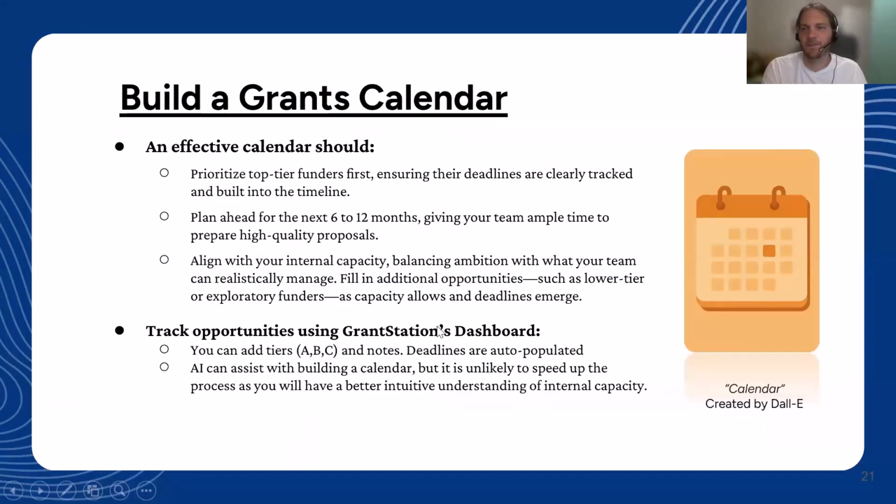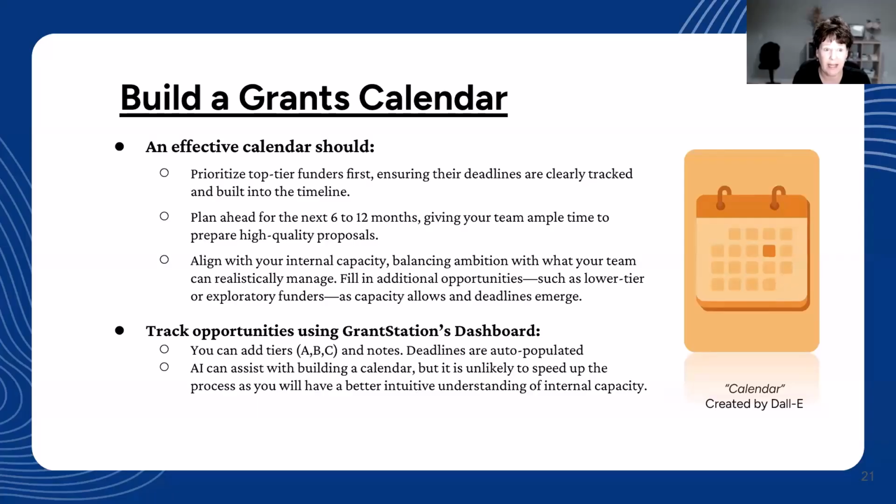So now you've planned, you've done your research, you found your funders, and then you've gone into the deeper research, really analyzing the funders and determining which are your A funders, your B funders, your C funders. And so now it's time to build that calendar for your organization. You really want to put those top tier funders first, so that they get the first space on your calendar, and those deadlines are tracked, and your work plan is built around those deadlines.